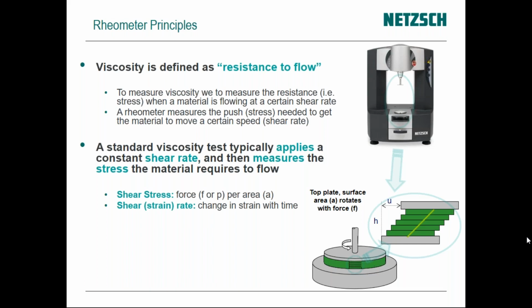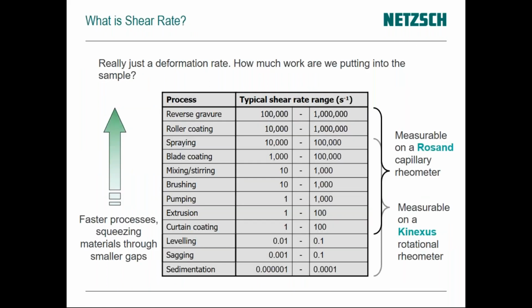So we're going to apply a constant shear rate and measure the shear stress, but also you can use the instrument in stress control mode, so we can apply a rotational stress, a force, and then we can measure the deformation rate, so that it gives you the shear rate. And then the viscosity is the shear stress divided by the shear rate. So that's how you calculate it.